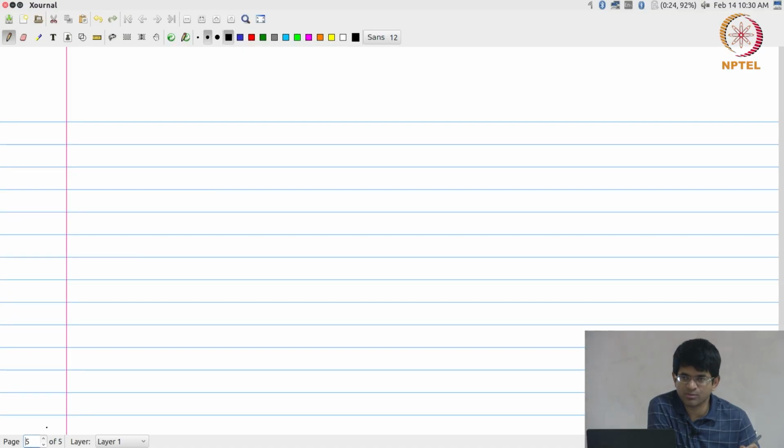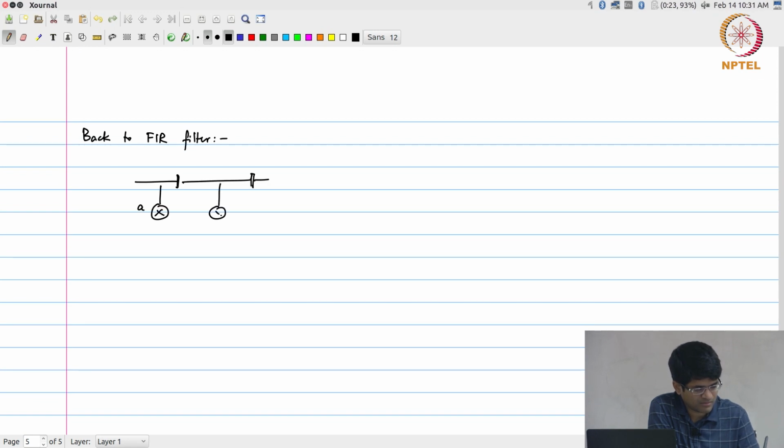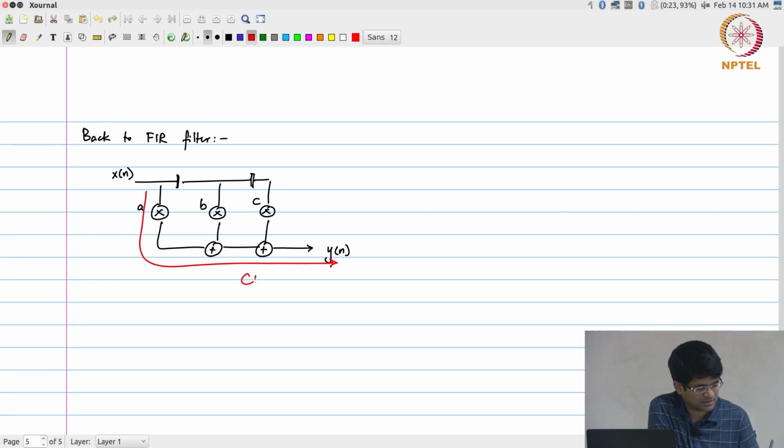Another way by which I can improve the throughput is by a technique which basically observes that I can break up the computation into multiple stages. So, let us go back to the basics of the FIR filter structure. What was the problem that we had? This critical path equal to Tm plus 2 times Ta was 4 nanoseconds, okay.